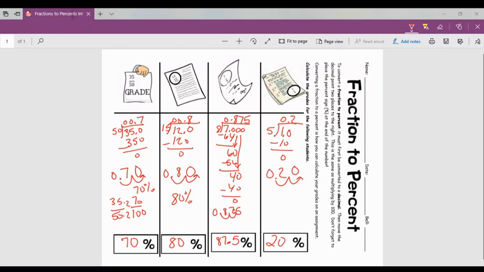So ladies and gentlemen, that's how you convert a fraction to a percentage. You want to change it into a decimal, and then from there, move that decimal 2 times to the right, and then that will give you your percentage.